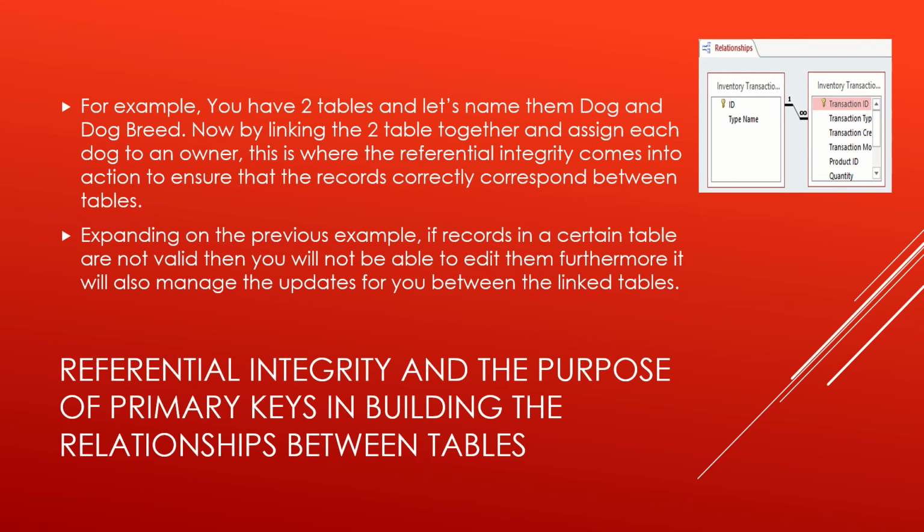So, referential integrity and the purpose of primary keys in building the relationship between tables. For example, you have two tables, and let's name them dog and dog breed, like previously. Now by linking the two tables together and assigning each dog to an owner, this is where referential integrity comes into action to ensure that the records correctly correspond between tables. Expanding on the previous example, if records in a certain table are not valid, then you will not be able to edit them further. It will also manage the updates for you between the linked tables. On the top right, you've got the little relationships image, which gives us an idea of what it looks like on Access.